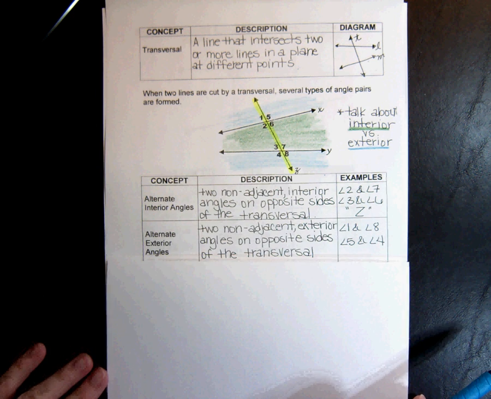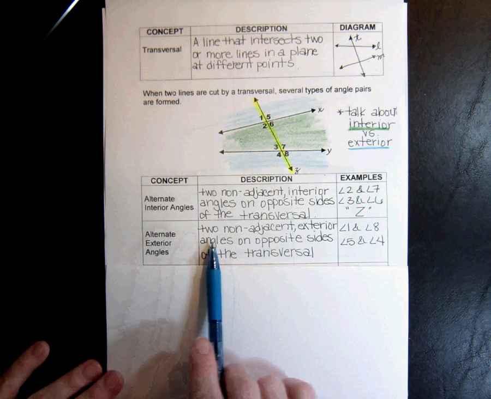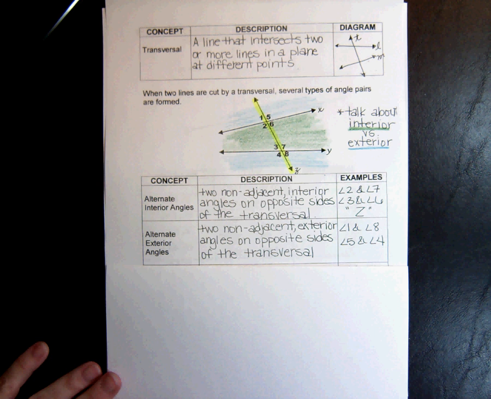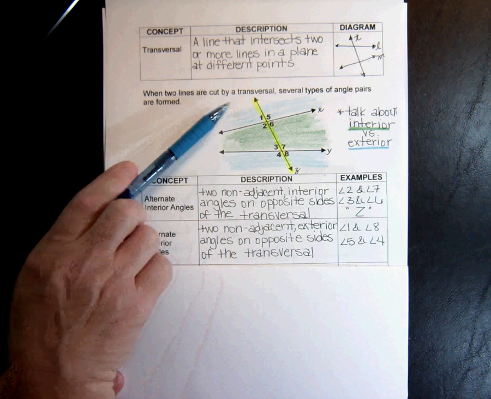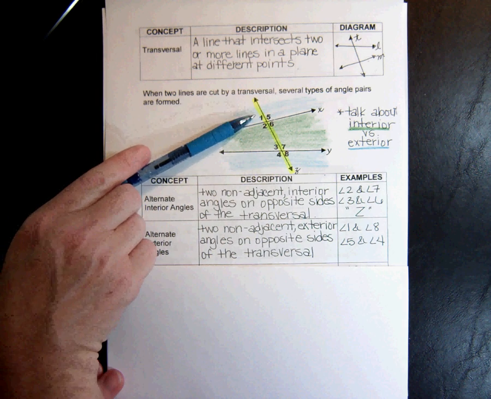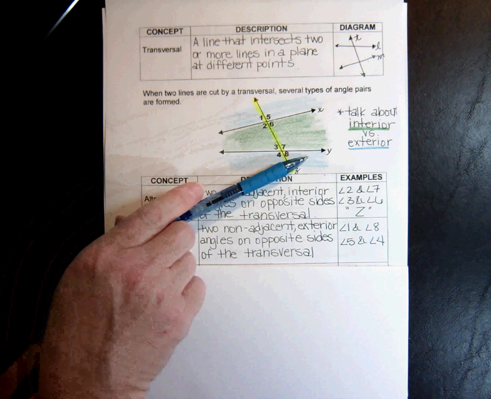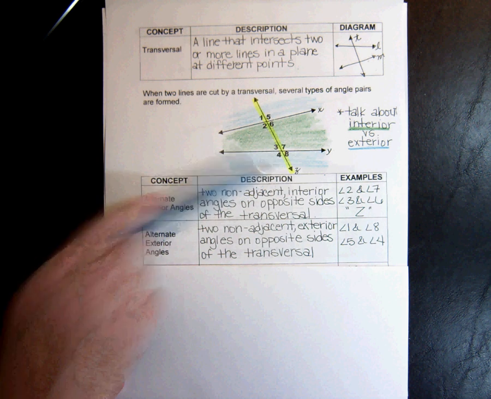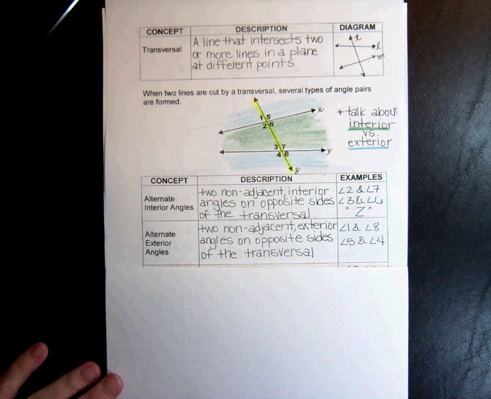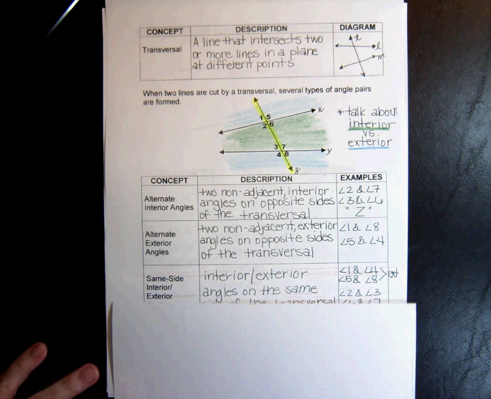Alright, alternate exterior angles are 2 non-adjacent exterior angles on the opposite sides of the transversal. So again, the highlighted yellow line, or now in the blue section for exterior, we hop over 1 and 8, and 5 and 4. So those are both going to be denoting each of the exterior.